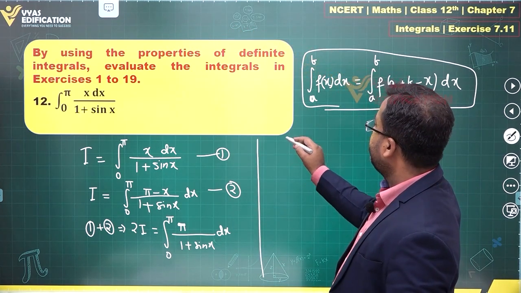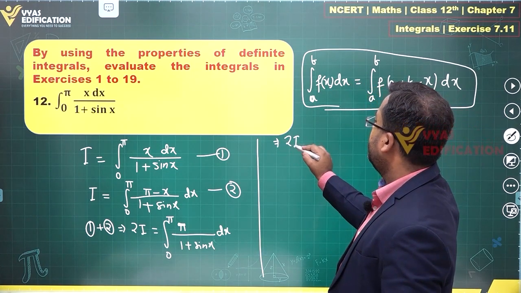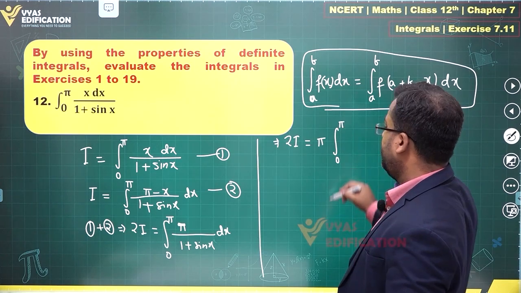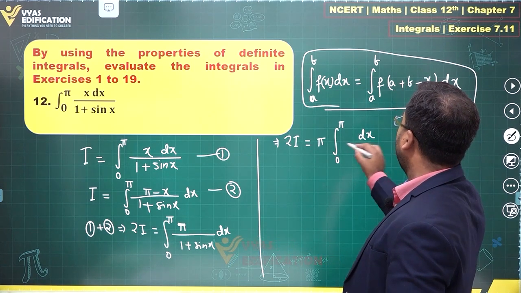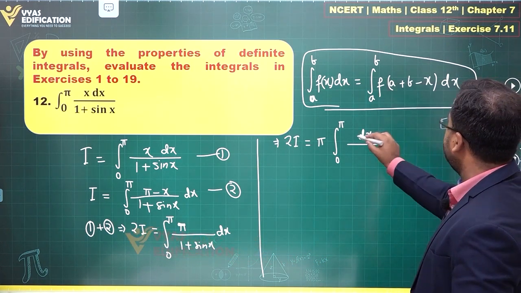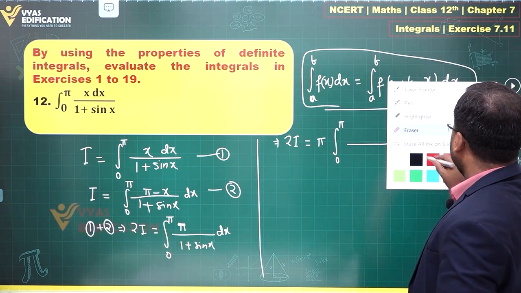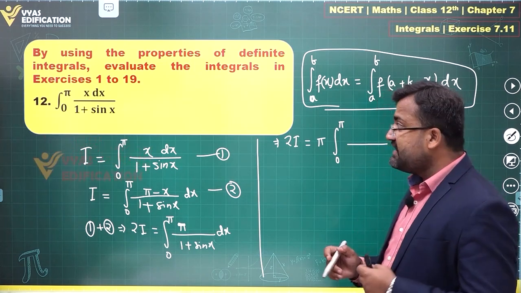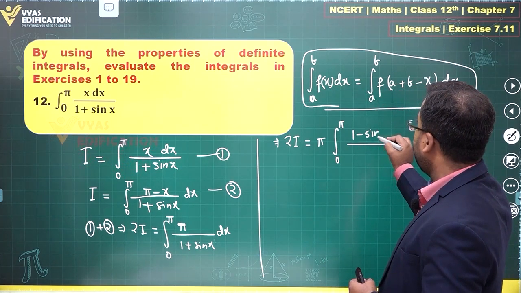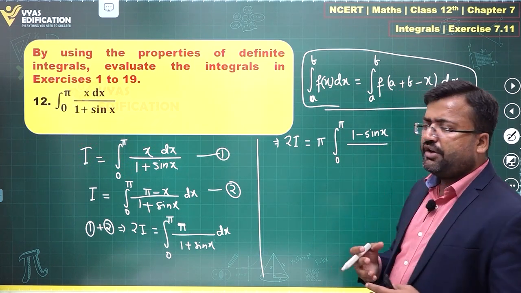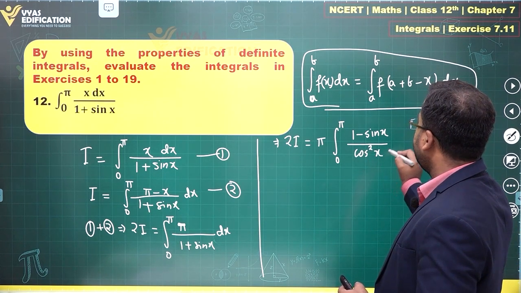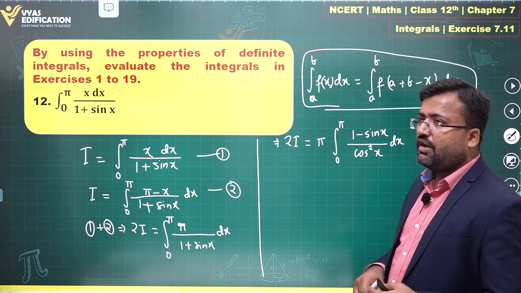This 2I is equal to pi times integral 0 to pi dx upon 1 plus sin x. That 1 plus sin x, we can multiply and divide with 1 minus sin x. In the denominator, you'll have 1 plus sin x times 1 minus sin x, which is 1 minus sin square x, that is cos square x dx. This is what you'll have in the denominator.